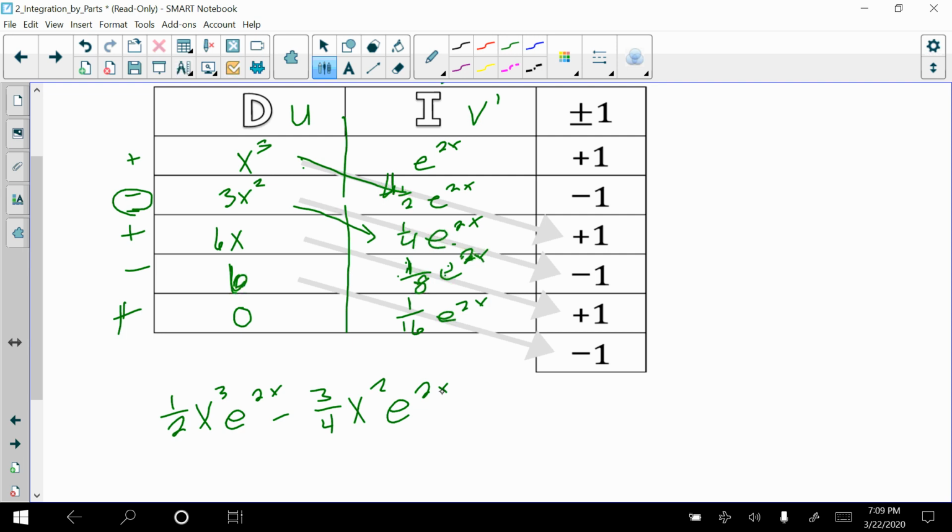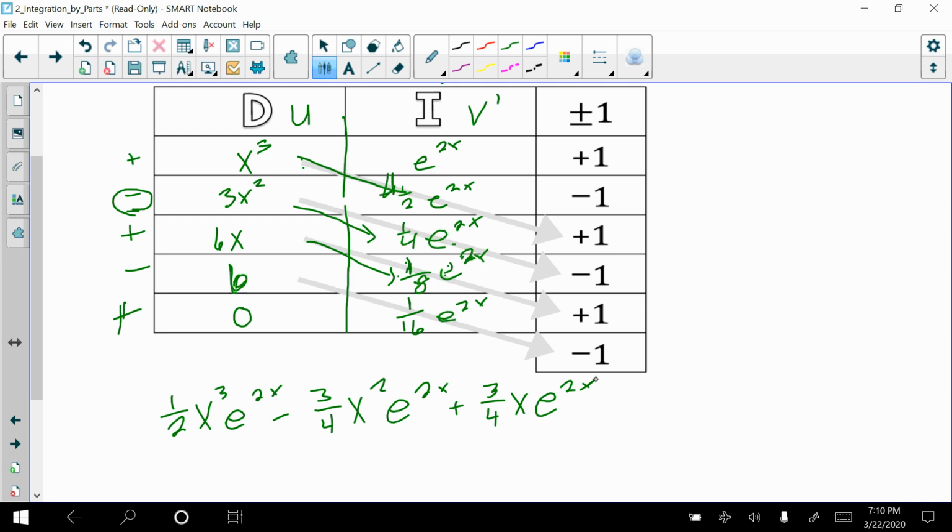And then moving on to the next one where we say +6 times the 1/8 e to the 2x power. That would be +6 over 8, so 6/8 would simplify to be a +3/4. And that would be x to the 1st power times e to the 2x power.